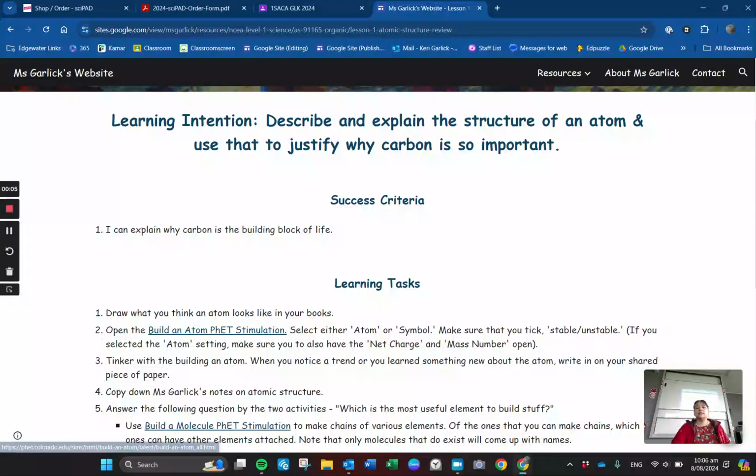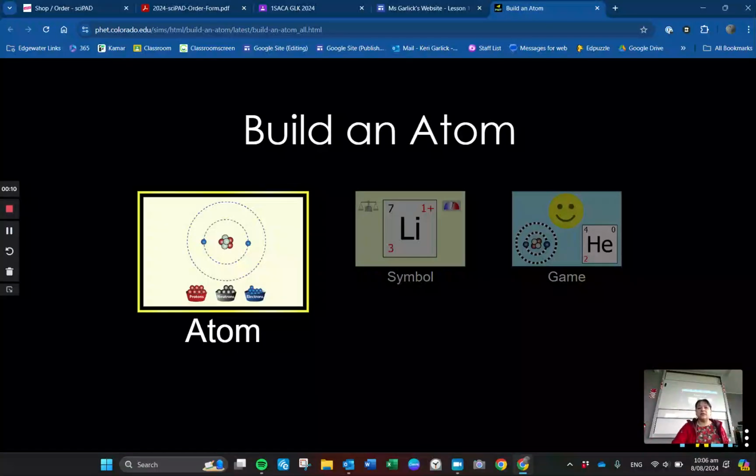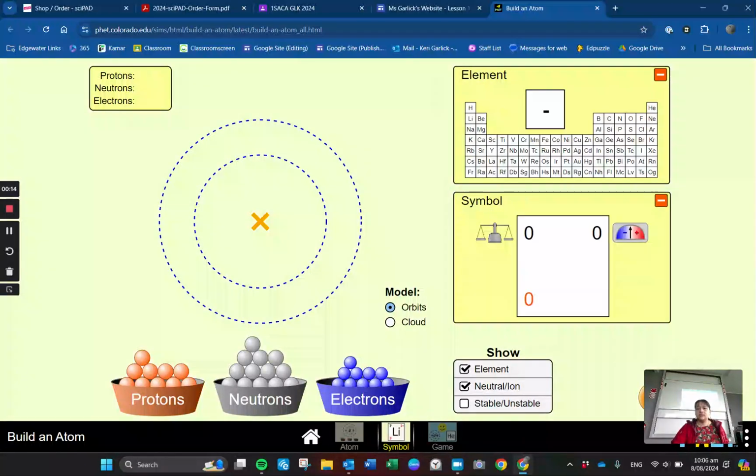All right. So we were looking at the PhET simulation because it's a really great way for us to understand atoms. So I'm going to go with symbol actually, because then it actually ties into the periodic table. So what were some of the things you guys observed when you were playing with this?